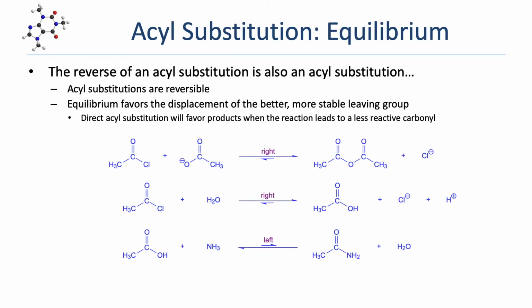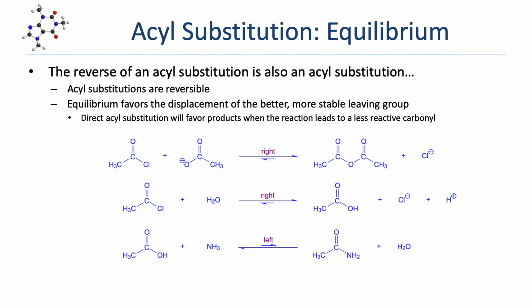Like other nucleophilic substitutions, acyl substitutions are reversible. The reverse of an acyl substitution is also an acyl substitution. And just as with other nucleophilic substitutions, equilibrium will favor the displacement of the better, more stable leaving group. Another way to look at it is that a direct acyl substitution will favor products when the reaction leads to a less reactive carbonyl type.